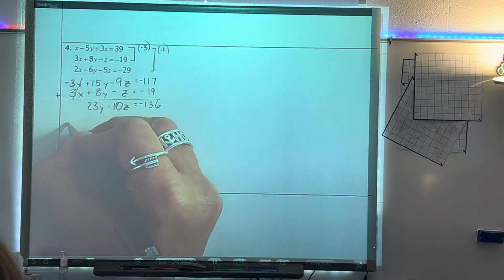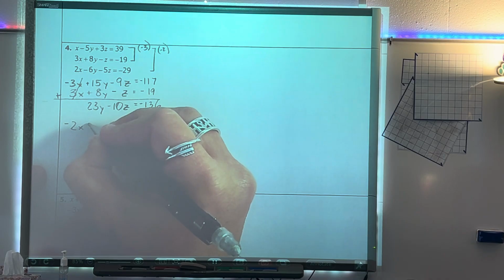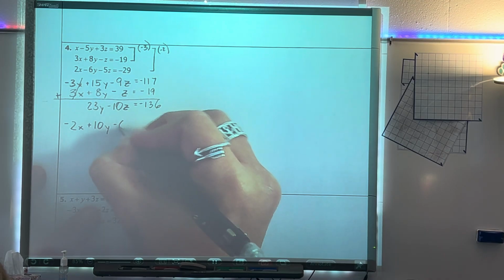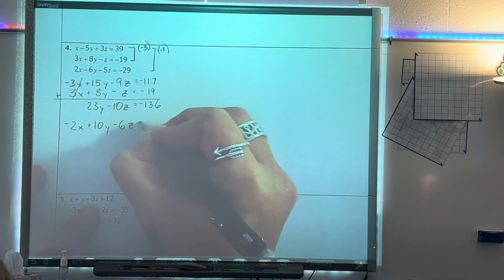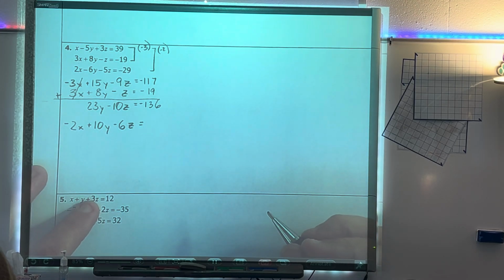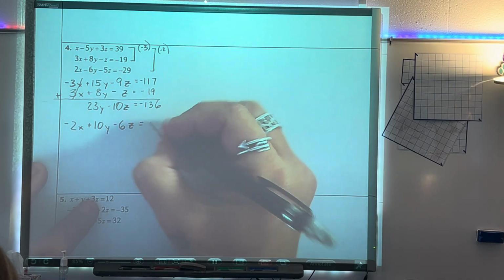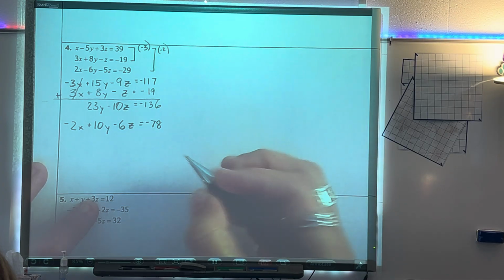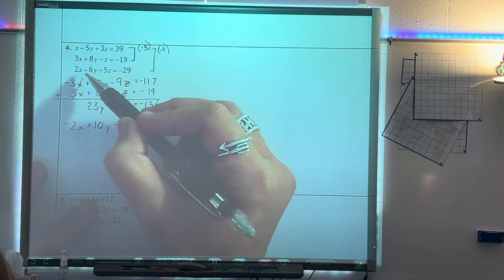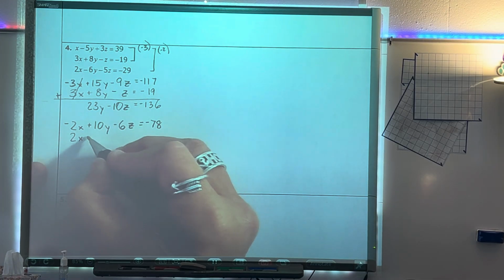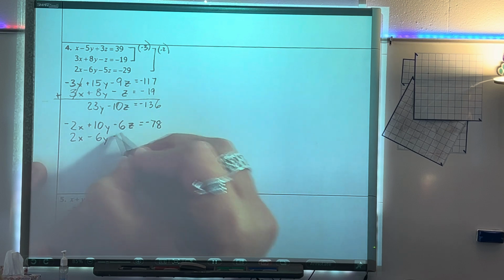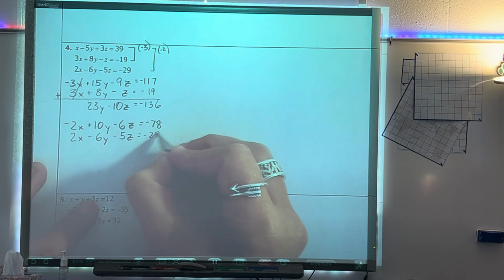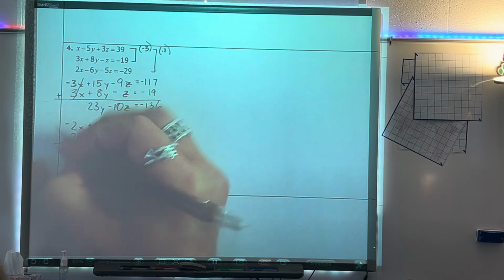So I've got negative 2x plus 10y minus 6z is equal to negative 78. That's all right? Okay, make sure. And the other one I didn't have to multiply, so I've got 2x minus 6y minus 5z is equal to negative 29. All right, so I'm gonna add those together.